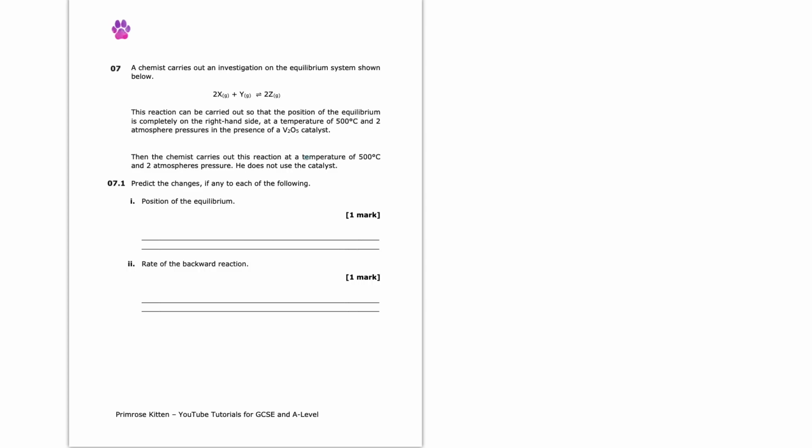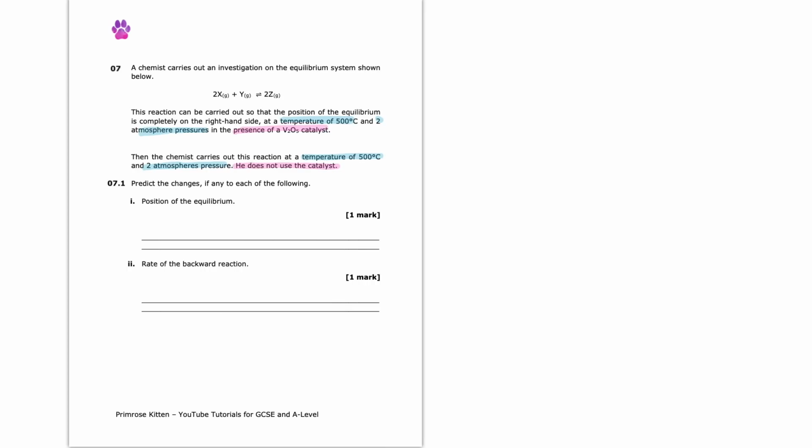So here we can see that the temperature we are going to keep the same, the pressure we are going to also keep the same, but we have a difference here. Initially we used a catalyst, but now we do not use a catalyst. So here we need to predict those changes.